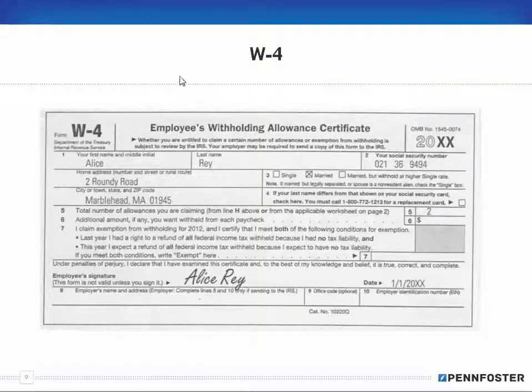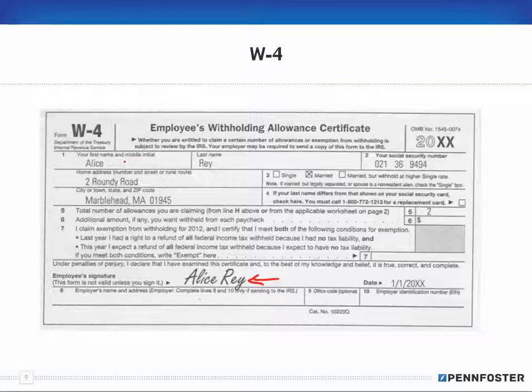So when you get hired, it doesn't matter whether it's the CEO, executive management, managers, even hourly employees, everyone has to fill out a W-4 form. Here's an example of it. What this W-4 form does is allow the person doing payroll to know how much the business can withhold from the person's paycheck. Notice this is for Alice Ray, and she's signing this W-4 form.